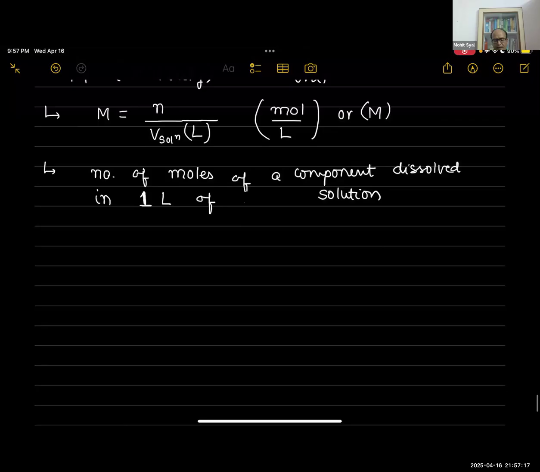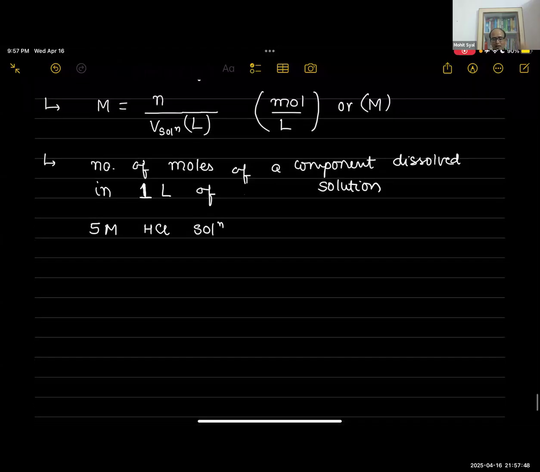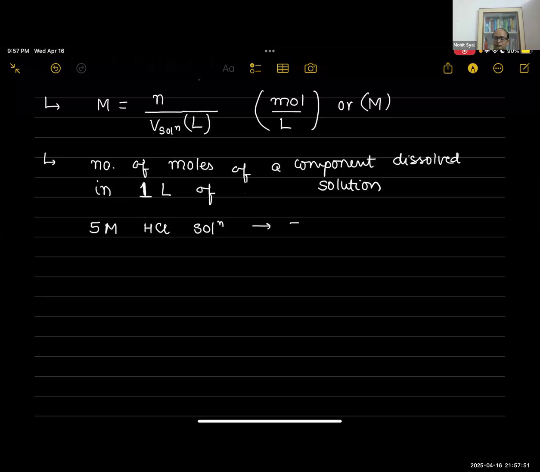For example, if I take 5 molar HCl solution, what does it mean in layman terms? 5 molar HCl means 5 moles of HCl are present in 1 liter. Got it?